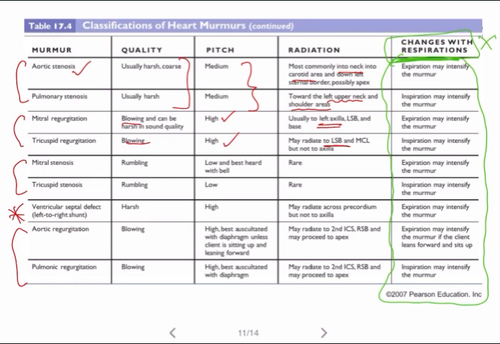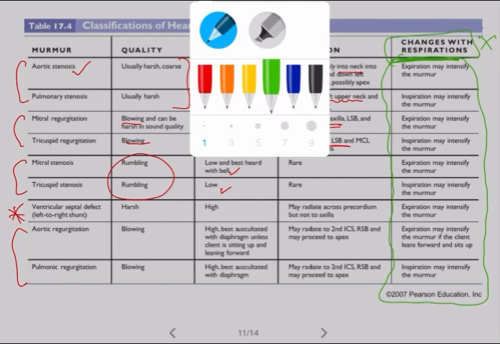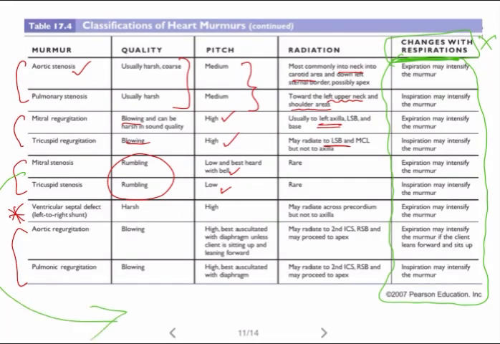Okay. Now mitral stenosis and tricuspid stenosis are both rumbling sounds, which are low pitched and best heard with the bell. So the question is, which of the murmurs are best heard with the bell of a stethoscope? That is mitral stenosis. So MS and TS are best heard with the bell of the stethoscope.